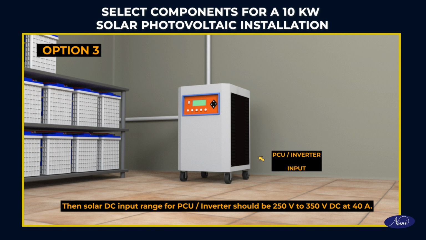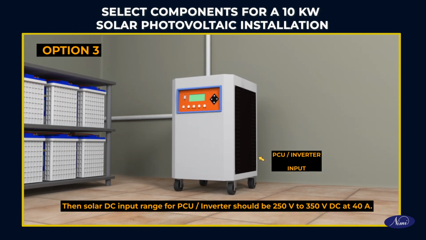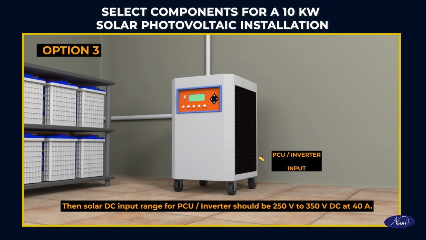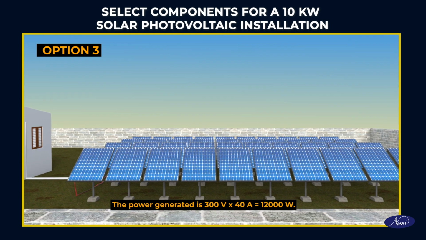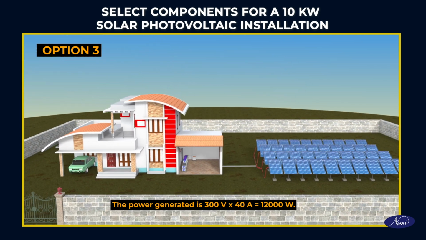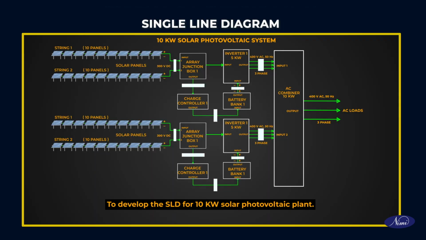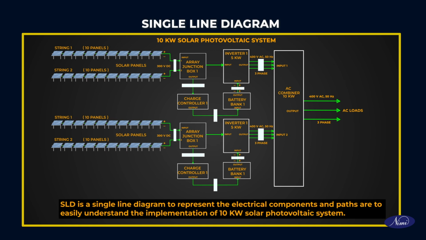Then, solar DC input range for PCU or inverter should be 250 volts to 350 volts DC at 40 amperes. The power generated is 300 volts multiplied by 40 amperes, equal to 12,000 watt. Single line diagram. To develop the single line diagram for 10 kilowatt solar photovoltaic plant: SLD is a single line diagram to represent the electrical components and paths, to easily understand the implementation of 10 kilowatt solar photovoltaic system.